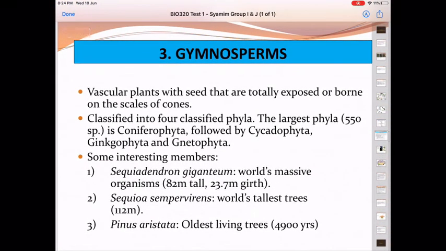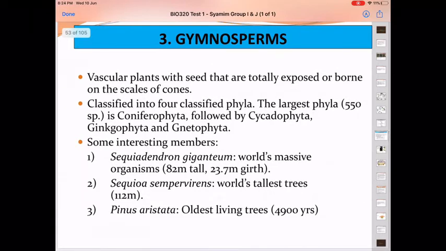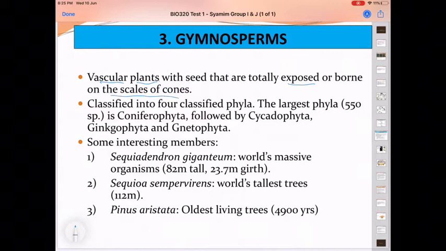Now we go into gymnosperm. Gymnosperm is a vascular plant. When it is said to be vascular, they have both xylem and phloem. But the seed is totally exposed or borne on the scales of cones. So the seed is on the outside, we can see the seed. Gymnosperms are classified into four phyla. The largest is Coniferophyta, conifer, followed by Cycadophyta, Ginkgophyta and Gnetophyta. So these are the interesting members of this type of plant.